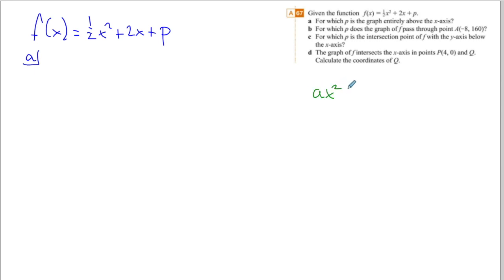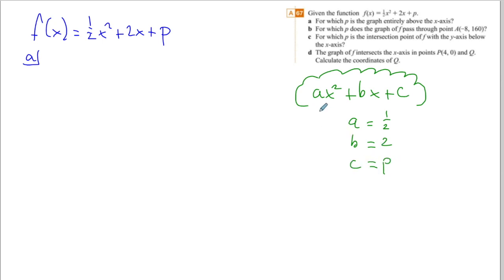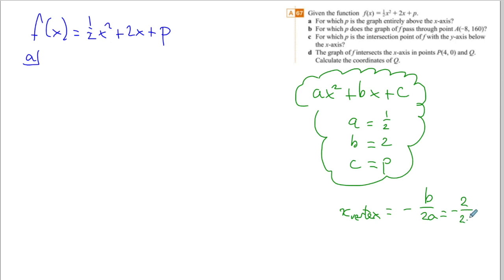ax squared plus bx plus c. That's the general formula of a quadratic function. A, in this case, is a half. B in this function is 2. And c equals p. Can I already tell something about my x vertex? It's minus b divided by 2a. So it's minus 2 divided by 2 times a half, which is 2 divided by 1, so minus 1.